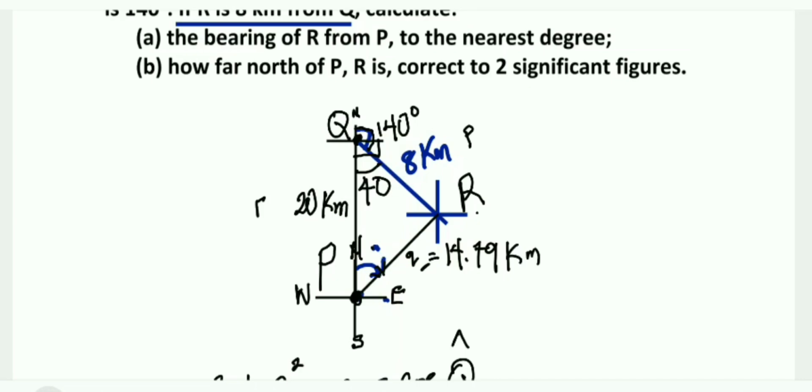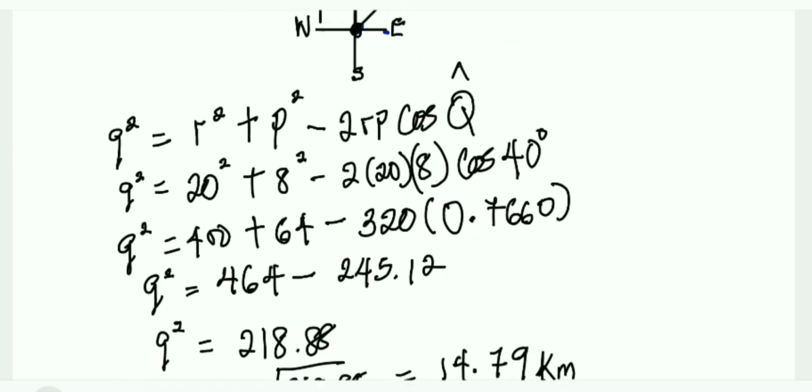Remember, we're interested in finding the bearing of R from P, and that's this angle here, this angle P inside here. So to find that bearing, I'm going to use the sine rule. The sine rule is faster. Yeah, I could also use the cosine rule to find P, but the sine rule is faster. So this is what the sine rule says.